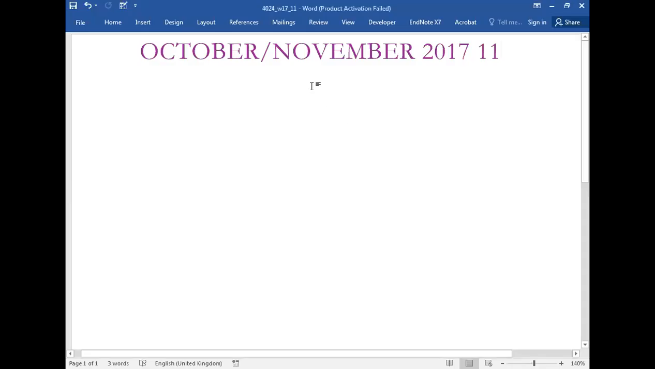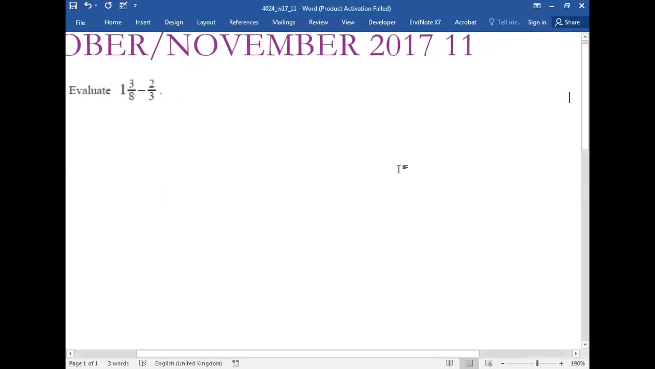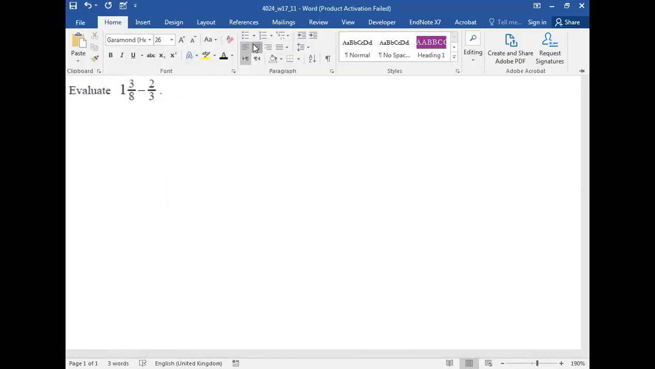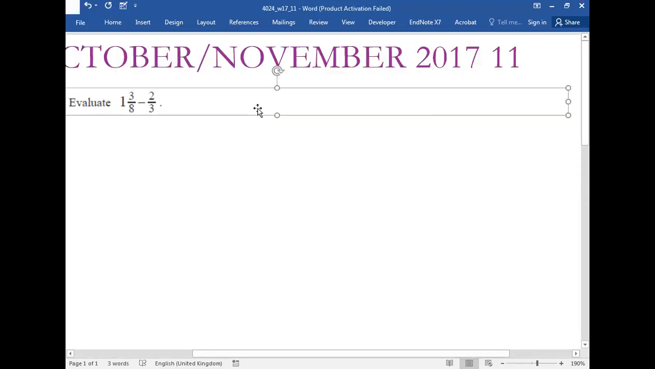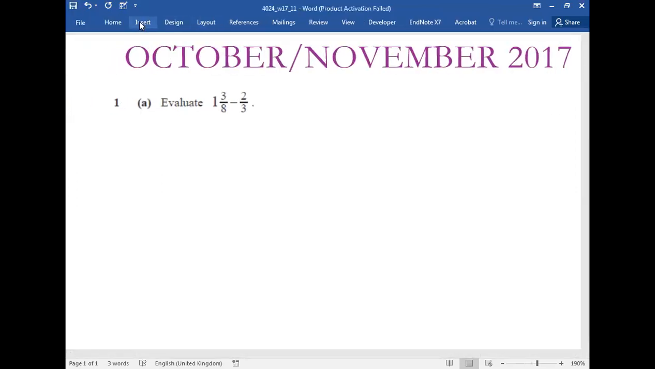Let's try to solve October, November 2017, paper 1-1. Calculators are not allowed in this one. Try to understand all the steps to a question rather than just getting to the solution. Make sure you write everything down. How will we evaluate this?